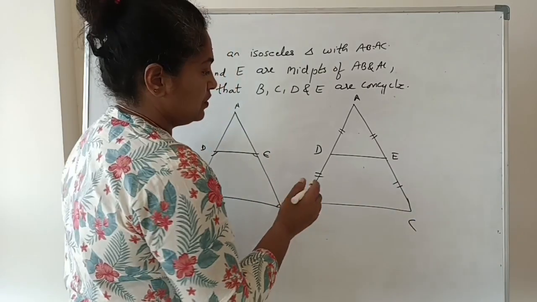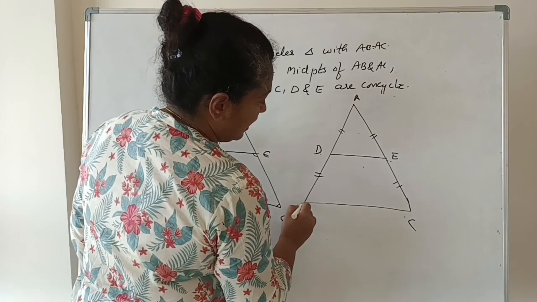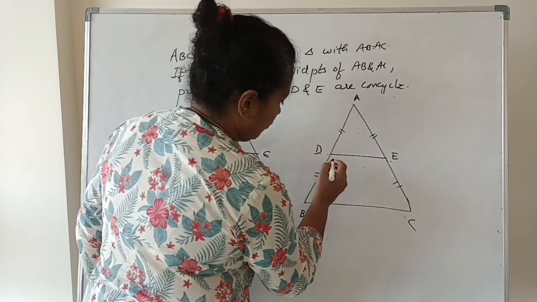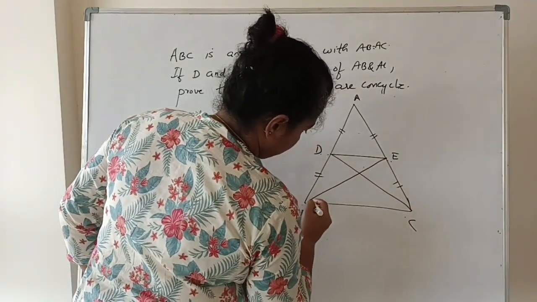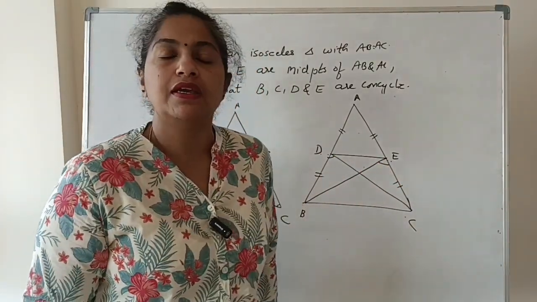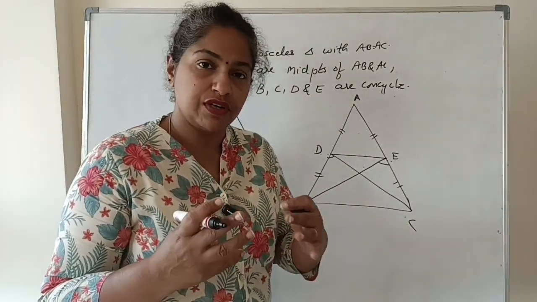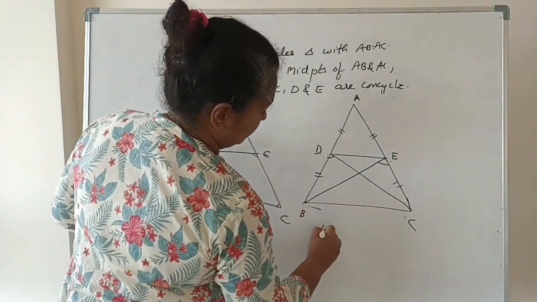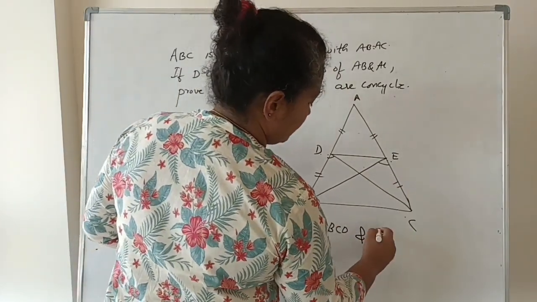Okay. Now, if B, C, D and E have to be proved concyclic, the angle subtended at D by BC and the angle subtended at E by BC have to be equal. So, I will be joining them like this. Fine. I need to prove this angle and this angle are equal. Then I can say B, C, D and E are concyclic. In order to do that, I have to take the congruence of triangles. So, I will be taking the triangle BCD and triangle CBE.